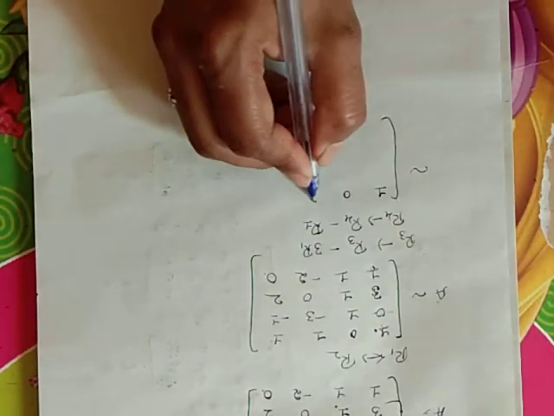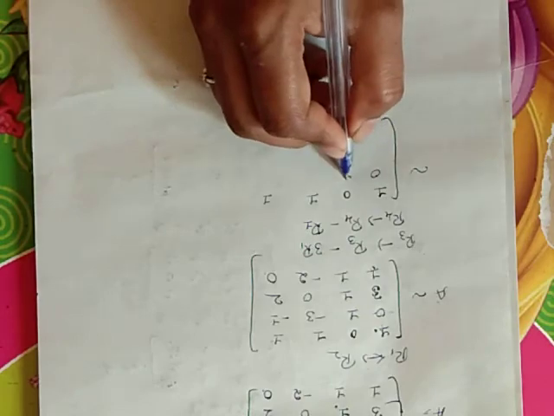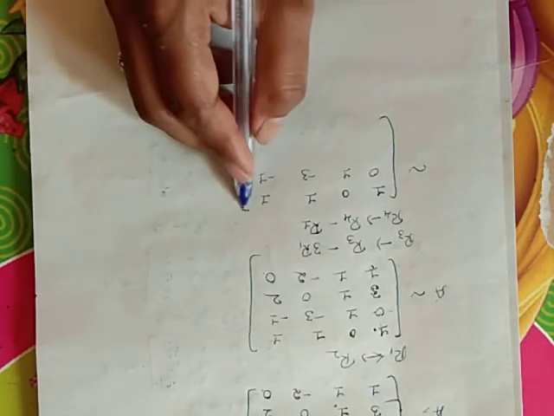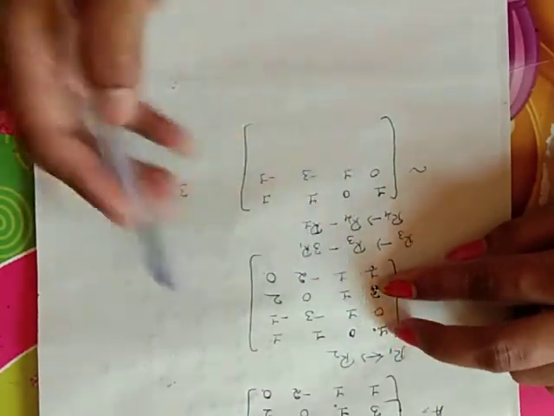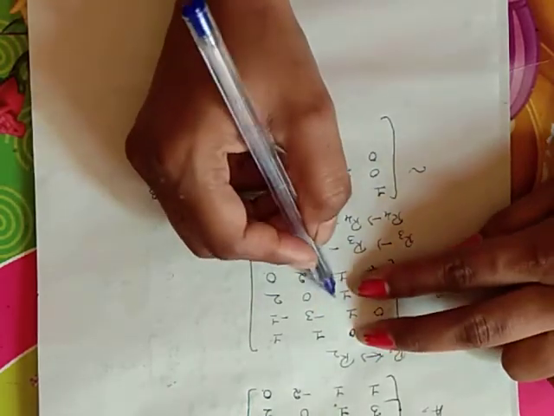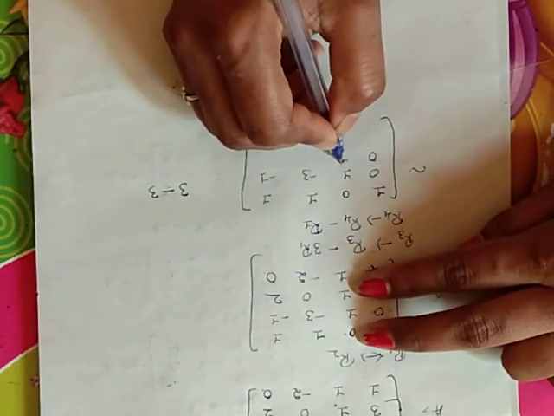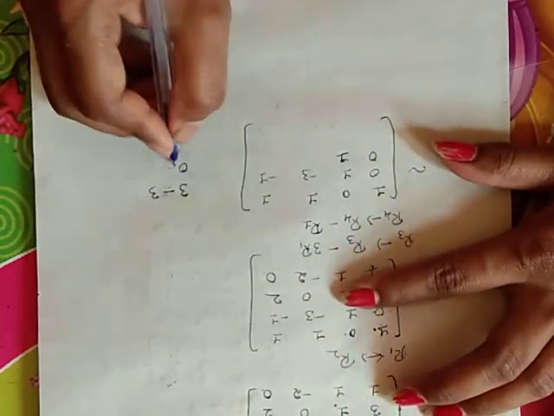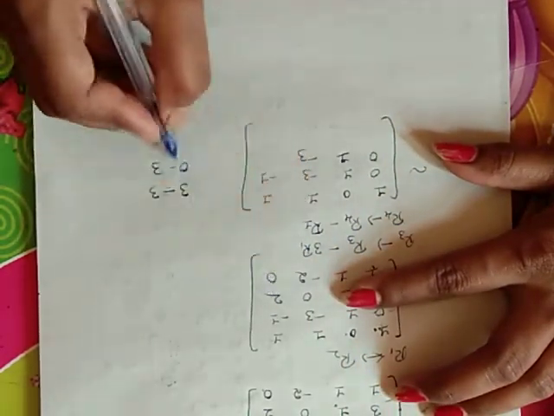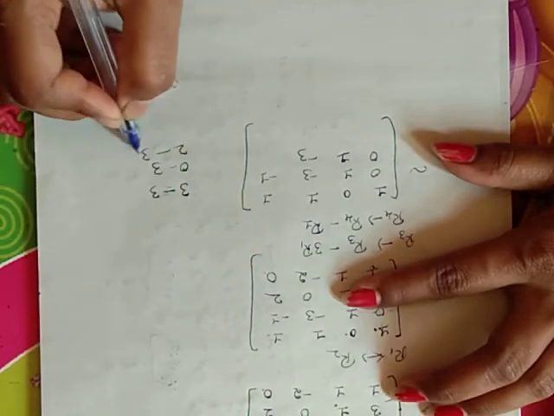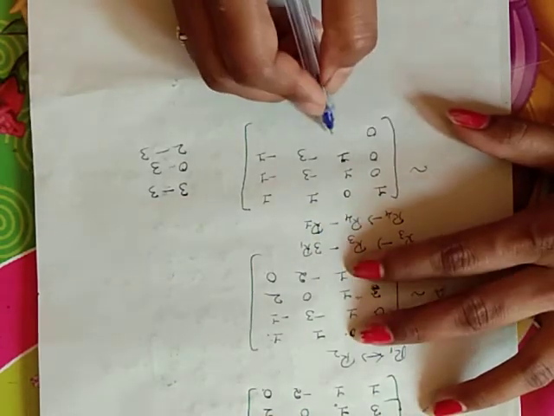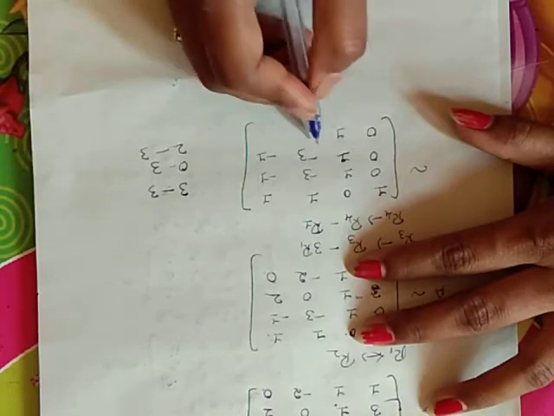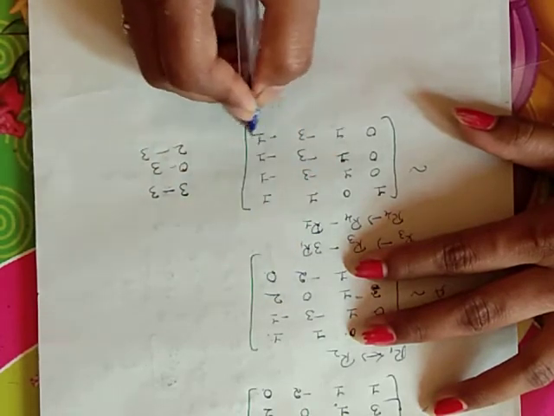So keep the first and second row elements as they are. R3 minus 3 into R1: 3 minus 3 is 0, 1 minus 3 into 0 is 1, 0 minus 1 into 3 is minus 3, 2 minus 3 into 1 is 2 minus 3, which is minus 1. R4 minus R1: 1 minus 1 is 0, 1 minus 0 is 1, minus 2 minus 1 is minus 3, 0 minus 1 is minus 1.